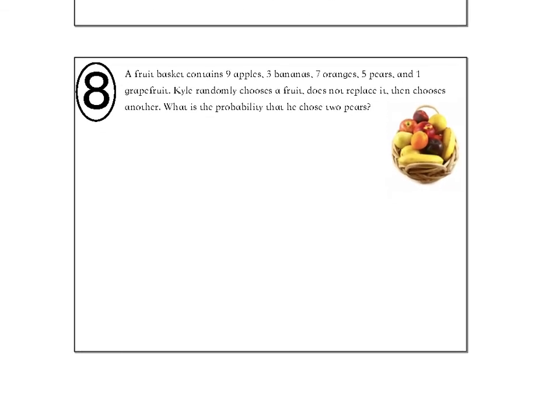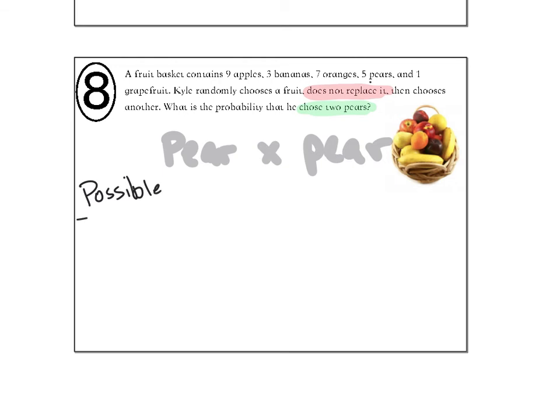And our next one. A fruit basket contains 9 apples, 3 bananas, 7 oranges, 5 pears, and 1 grapefruit. Kyle randomly chooses a fruit, does not replace it, and then chooses another. So what's the probability that he chooses 2 pears? All right, so guys, our probability for this one is going to be finding the probability of a pear times a pear. All right, and so we're always putting our possible over our total.